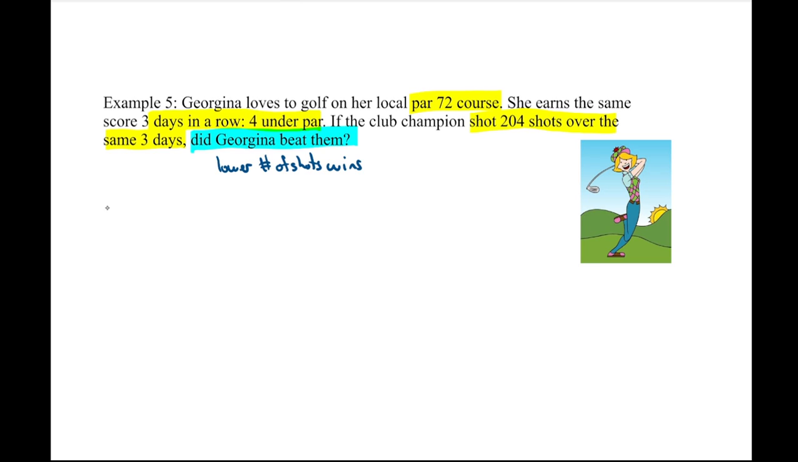So how we can figure this out for the shots, we have a par 72, but she's shooting 4 under par. So that means 4 less than 72. So we have to do a small calculation beforehand. Or you could say, well, 4 under par, that's 72 minus 4. That's how much she shot on the first day, plus she shot the same thing on the second day, and the same thing on the third day.